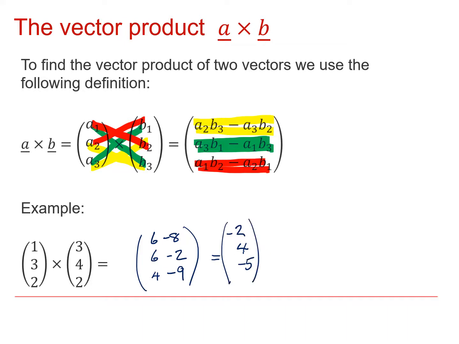Now notice the result is a vector, and hence this is sometimes called the vector product. From here you can see that this has both magnitude and direction. And we'll have a look at this in much more detail in subsequent videos.